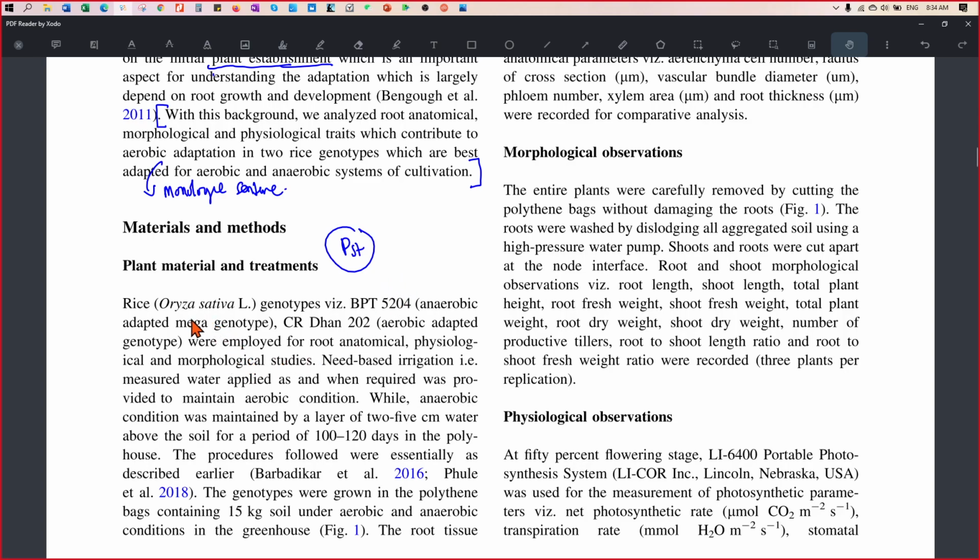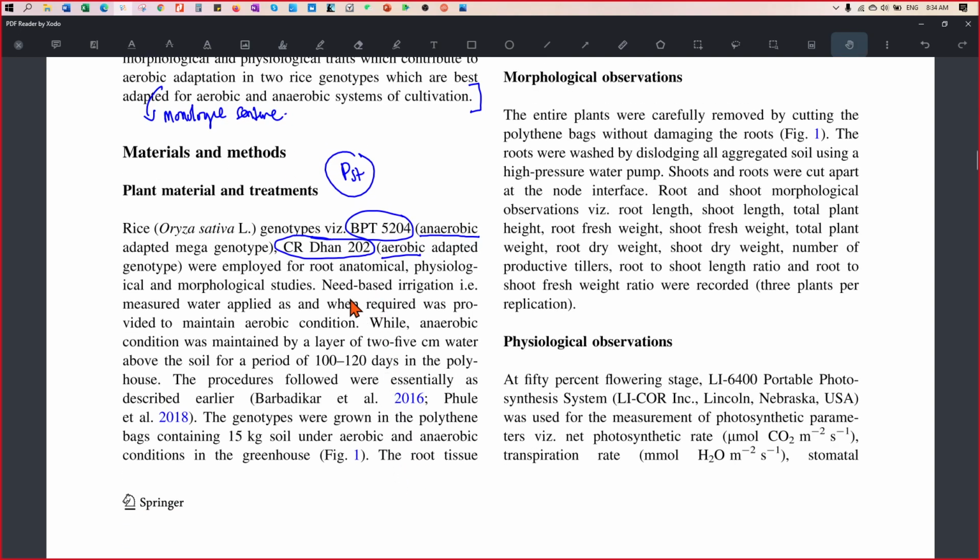So this experiment used rice, two genotypes, which is the BPT 5204. Remember, this is anaerobic, and also CR Dhan 202, which is aerobic adapted. Okay, and they also described how the condition was done.